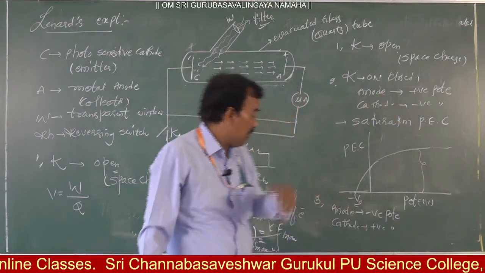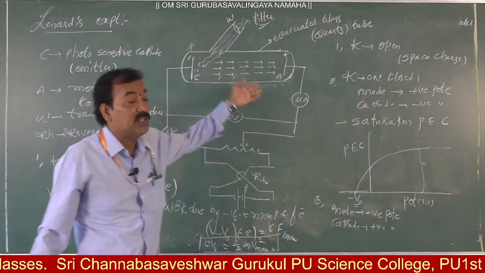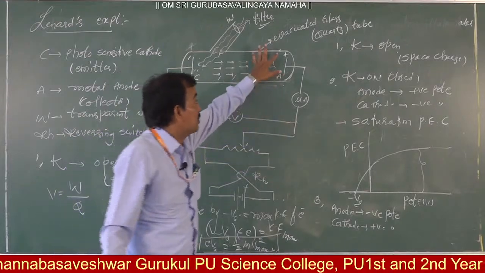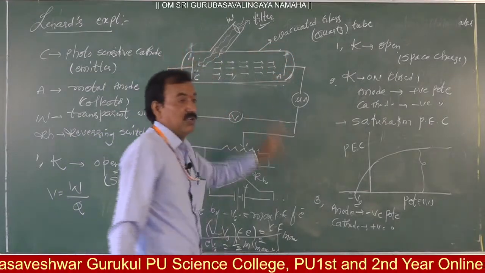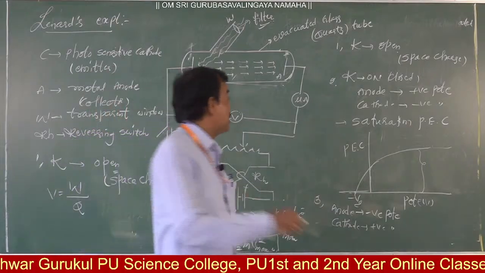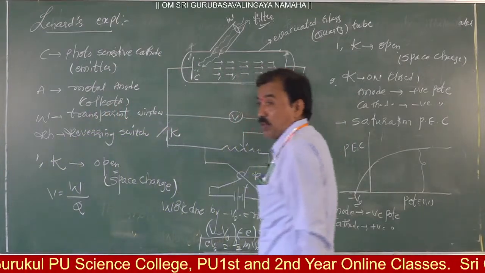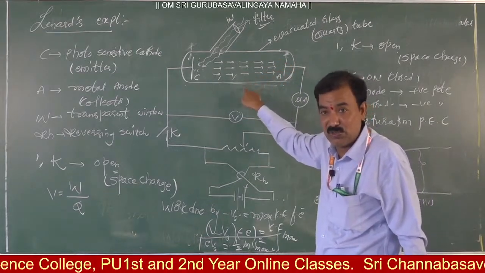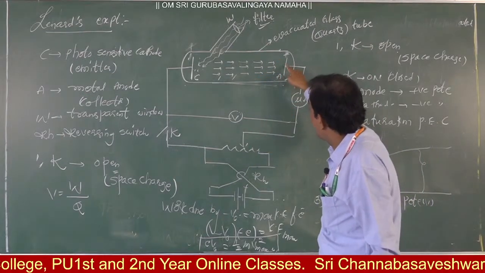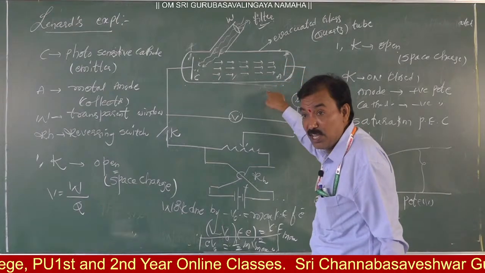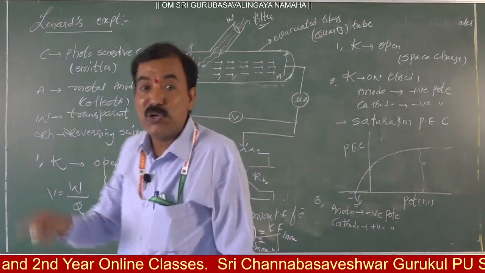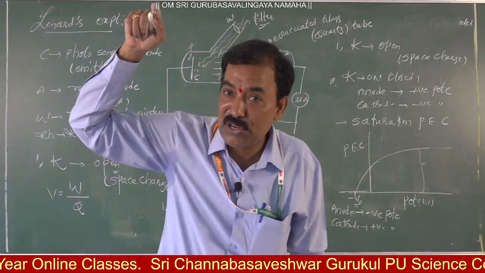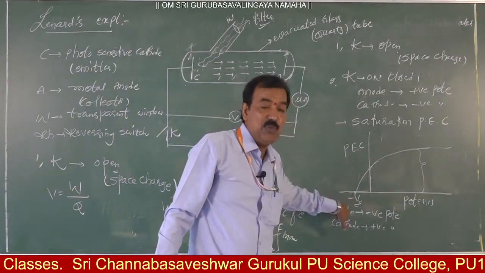Again, next, third point: the anode is given a negative potential with respect to the cathode. So this one is negative, and this is the anode. So all these electrons are repelled by this anode here. So again the photoelectric current decreases. Again, as the negative anode potential is increased, at a particular negative potential of the anode, the photo current becomes zero.